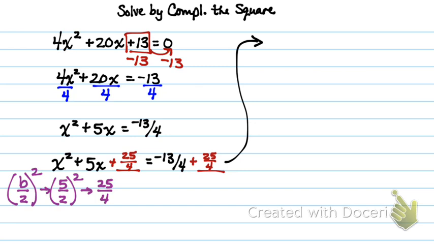So on the left-hand side, I would have x plus 5 over 2 squared, because this is always going to be b over 2, is equal to, let's see, negative 13 over 4 plus 25 over 4. That's what, 12 over 4? Yeah, 12 over 4, so 3.